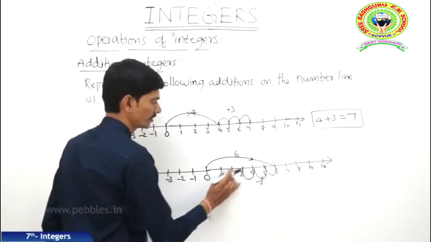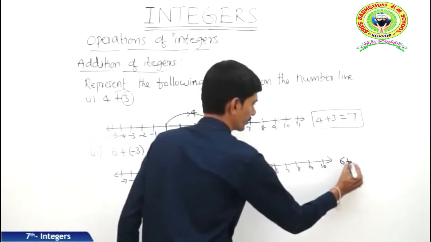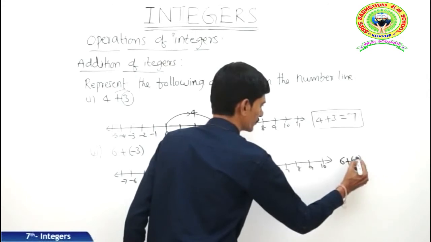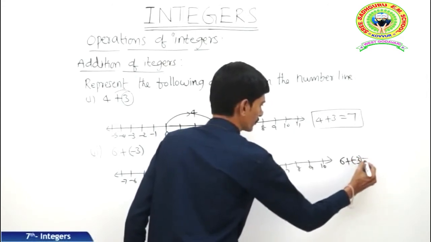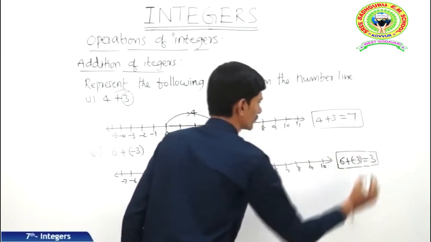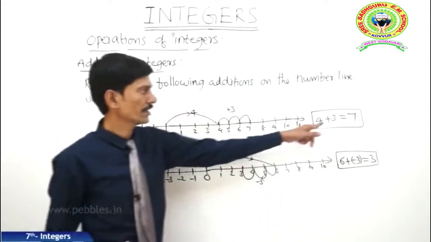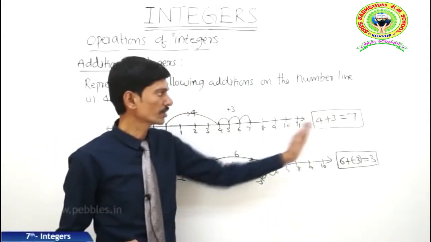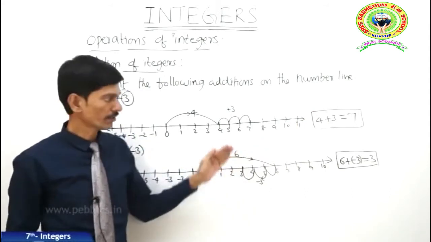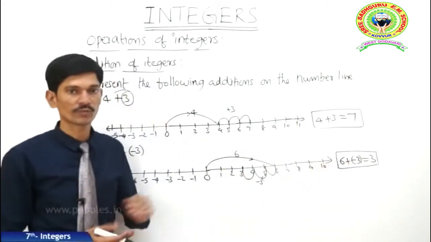So then for 6 plus of minus 3, we reach 3. So then we can write that 6 plus of minus 3 equals 3. So when you add a positive integer, then we move right on the number line, and when you add a negative integer, then we move left on the number line.